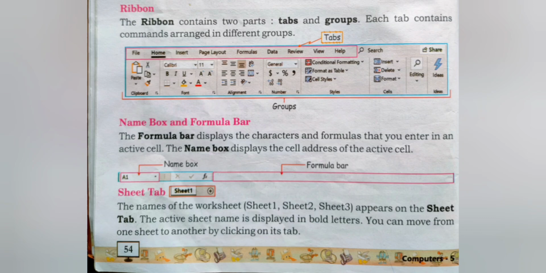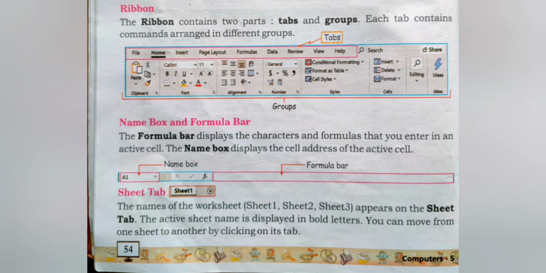Let us know the names of the tabs: file, home, insert, page layout, formulas, data, review, view, help. These are the names. We call them tabs. So file is the name of a tab, then home, insert, page layout. These are the names of the tabs.